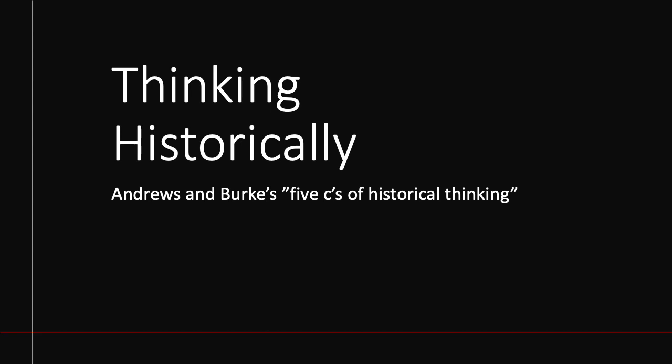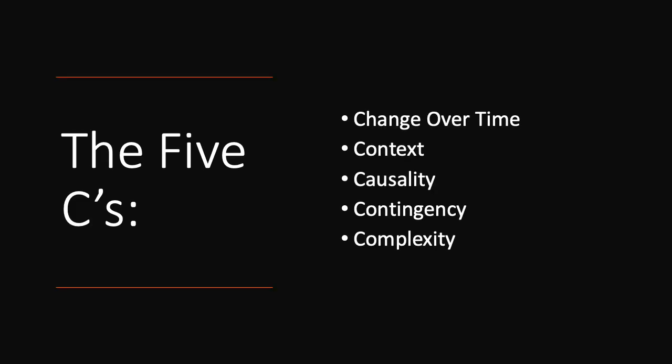History isn't just a collection of facts and events from the past, but a way of analyzing and thinking critically about the world around us. To help teach learners how to think historically, Thomas Andrews and Flannery Burke from Teachers for a New Era popularized the 5 C's of historical thinking, building off of earlier work from historian Sam Weinberg. Andrews and Burke's 5 C's are change over time, context, causality, contingency, and complexity.